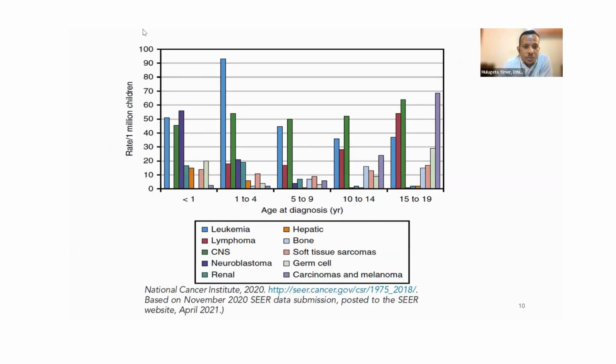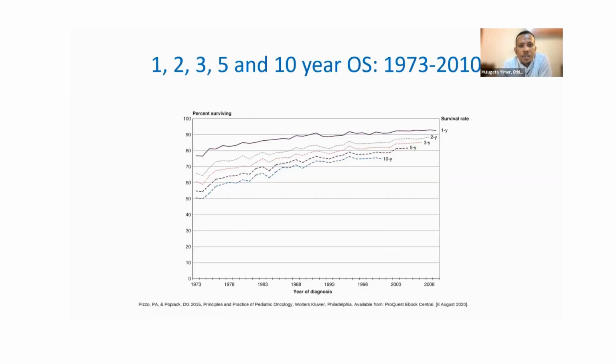So leukemias are quite common in the age group between 1 and 5 years, and then during adolescence, bone and soft tissue tumors will predominate alongside Hodgkin's. But if you see the survival rate of childhood cancer, again, just like the discrepancy in incidence, there is a huge discrepancy in survival between high and middle income countries.